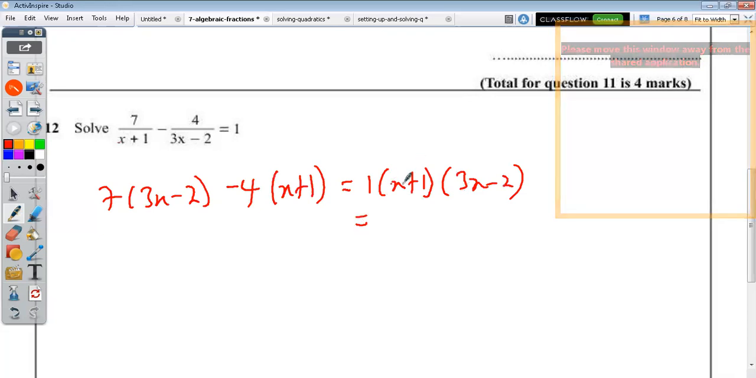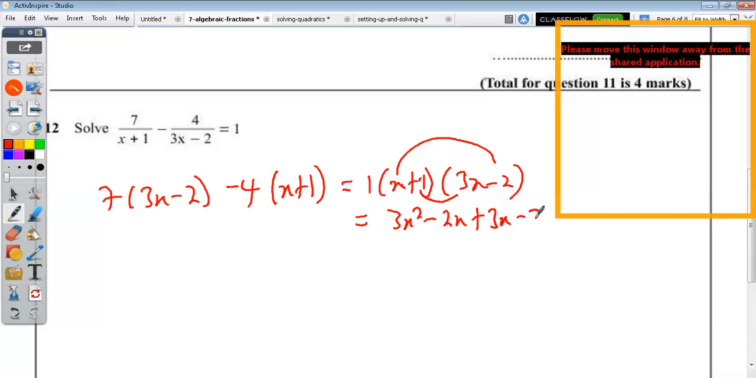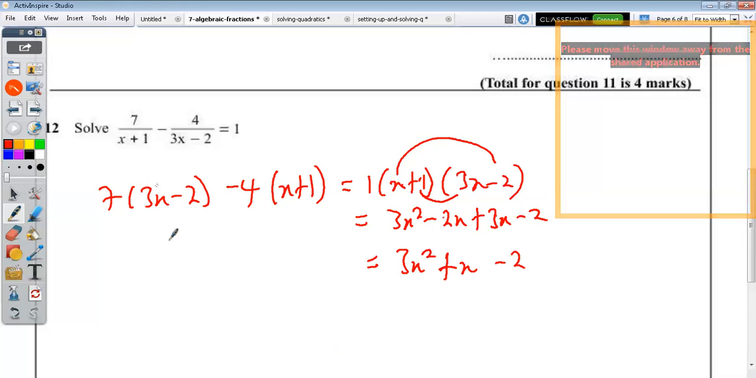So 3x times x is 3x squared. Then x multiplies that, I get a minus 2x. Then the 1 now is multiplying everything there, I get a plus 3x. 1 times that, a minus 2. Then if we simplify, we got 3x squared minus 2 plus 3, it's a plus 1. So in terms of x, it's a plus x, because the positive is greater, minus 2. Now remove brackets here.